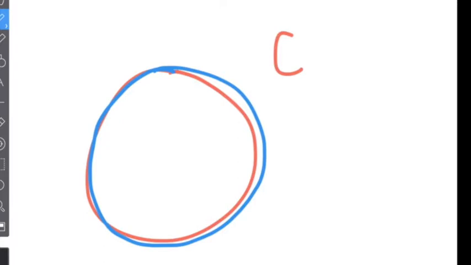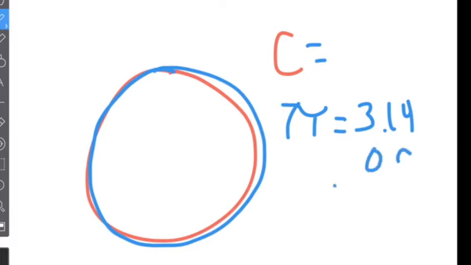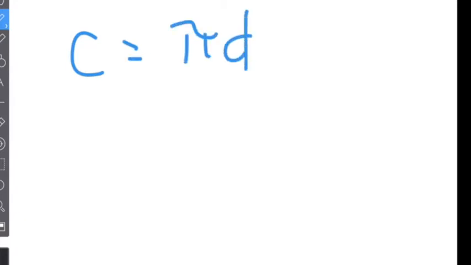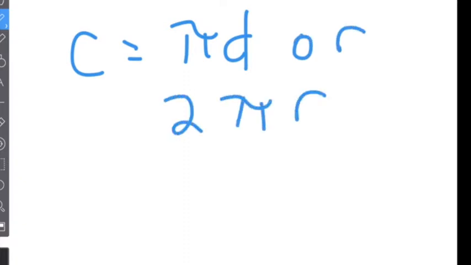So to figure out the circumference, we need a formula, and we need to use pi. What pi represents, it represents two things, 3.14, or we could use a fraction, which is 22/7. So either one will equal pi. So when we do circumference, circumference will equal pi times diameter, or you could do 2 pi r, which means 2 times radius times pi. This will give you the circumference, and again, the circumference is around the circle.